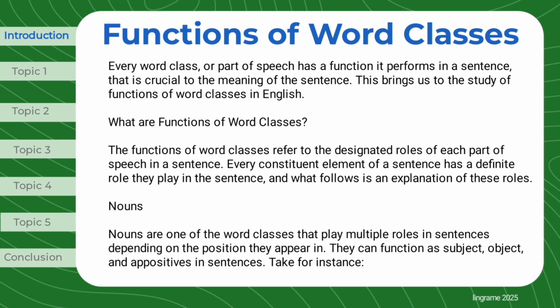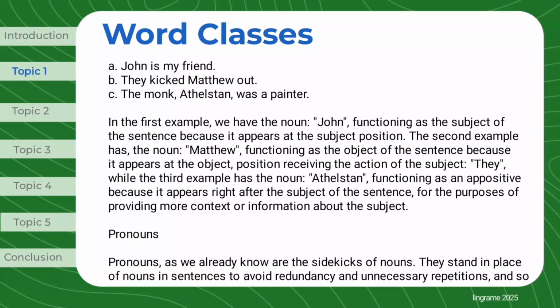Every constituent element of a sentence has a definite role it plays in the sentence, and what follows is an explanation of these roles. Nouns. Nouns are one of the word classes that play multiple roles in sentences depending on the position they appear in. They can function as subject, object, and appositives in sentences. Take for instance, John is my friend. They kicked Matthew out. The monk, Athelstan, was a painter.